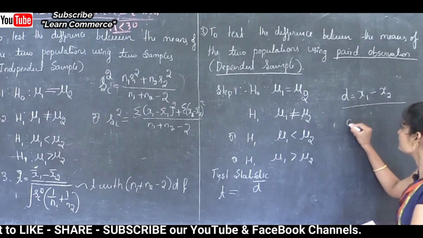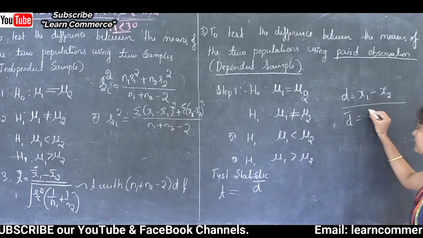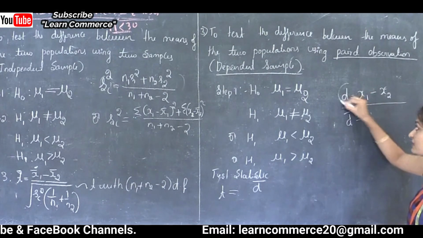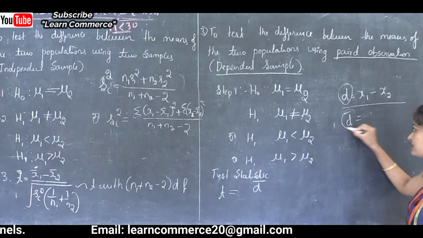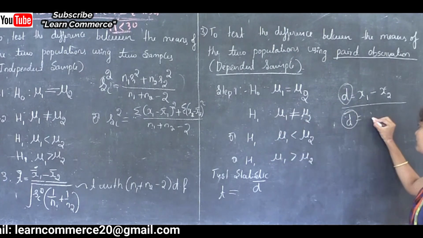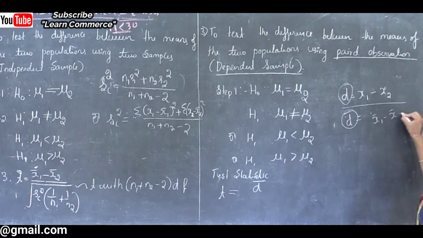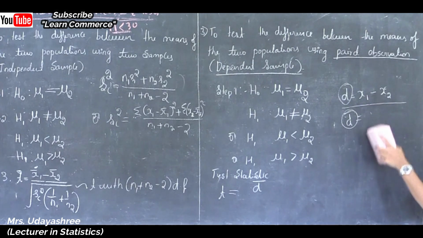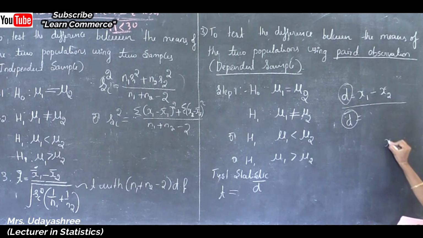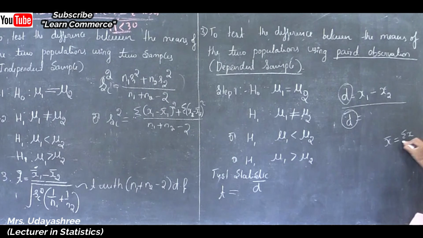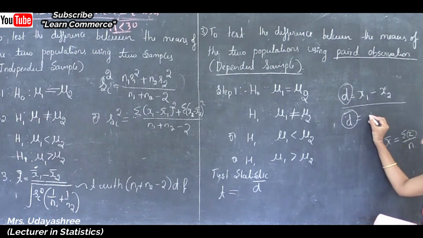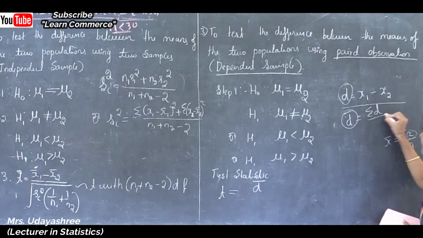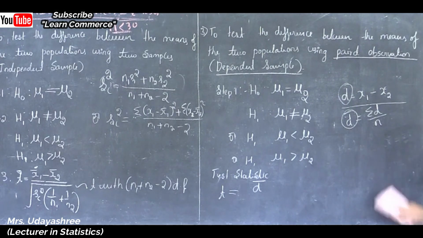And how to find out differences? To calculate the T test we need differences. In the independent sample we use x bar 1 minus x bar 2, which is the difference. So here we need D bar. What is D bar, students? To calculate x bar we use summation x divided by n. Here, in the place of x, D is there. So to calculate D bar we use the formula summation D divided by n. This is the formula to calculate D bar.